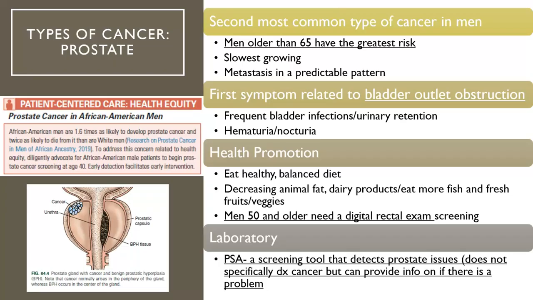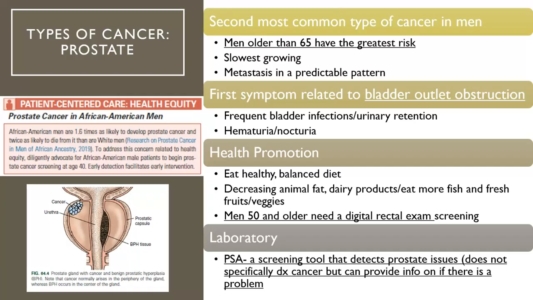Health promotion: making sure that you're following those preventative measures for cancer, like a healthy diet, healthy weight, decreasing animal fats and dairy products, eating more fish, eating more fresh fruits and vegetables. And then your male over the age of 50 needs that digital rectal exam.